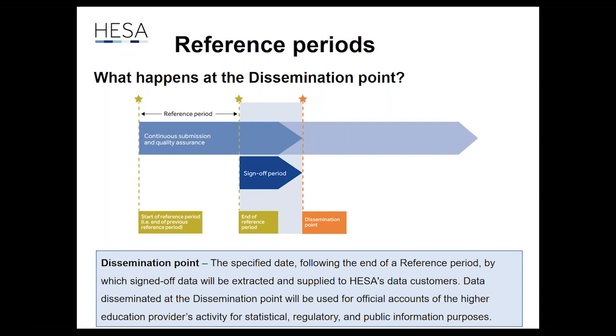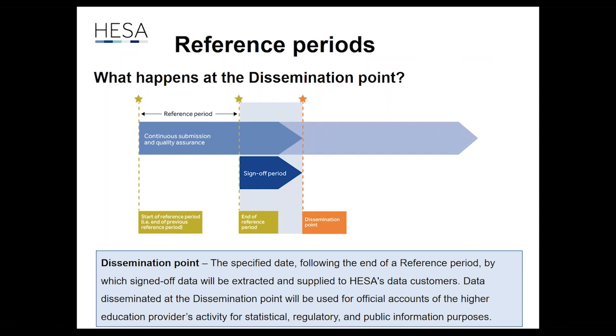The exact dates that we've got for these dissemination points are yet to be decided. There's something that we want to test through our alpha and beta pilots that we're kicking off next year, because we know that the sign-off period between the end of the reference period and the dissemination point is quite important to get right. We need to balance the desire for timely data, so we want to get that data signed off and ready to go as soon as possible during the year, but we have to balance that against making sure providers have enough time to go through that quality assurance and get that data signed off.